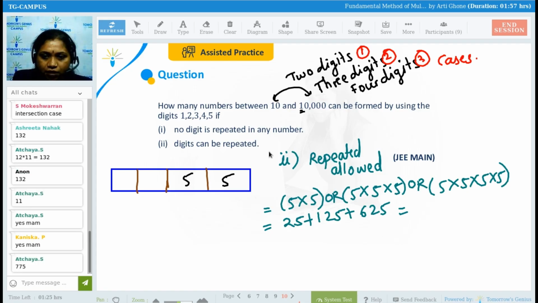So the repeated case is clear. If the digits are repeated, we are able to put any digit in any place. So 2 digits can be formed with 5 into 5 chances, 3 digits with 5 into 5 into 5 chances, and 4 digits with 5 into 5 into 5 into 5 chances. So what is the total? Are you sure?